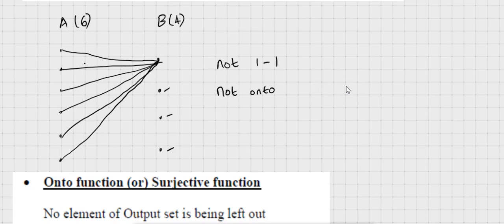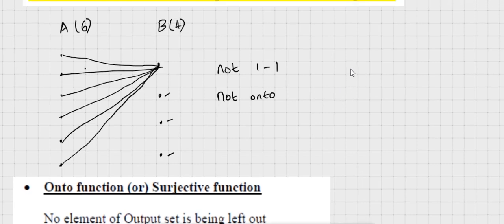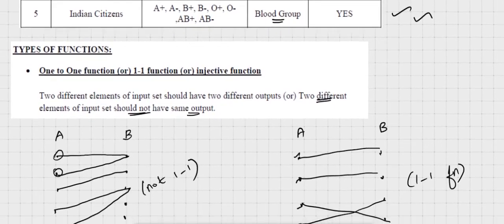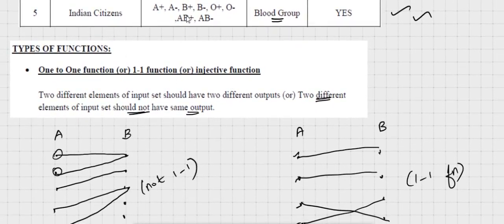So, what will be an onto function? Practically speaking, let us see the same example here. This example, that is Indian citizens, and these 8 elements were the only ones in the output set. See, in this example, no element of the output set will be left out. Why? Because at least one person has each of these blood groups.